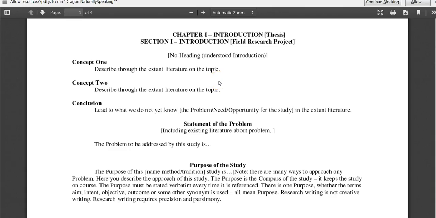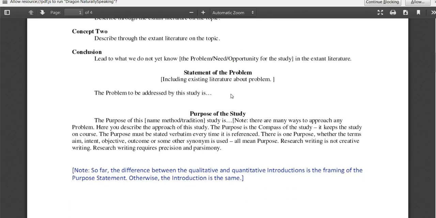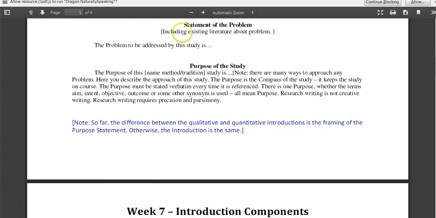So I hope you've been working on your literature at the same time that we have been working on our problem, purpose, and research questions, because now is the time when we're going to bring those back into play. Okay, so we've got the early discussion that introduces the problem, the gap, and we've already got a problem statement. So then we will begin, we'll use that problem statement here, introducing it with the problem to be addressed by this study is, and name our problem, our gap, our need, our situation.